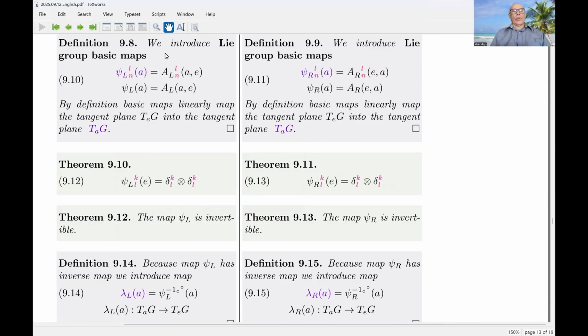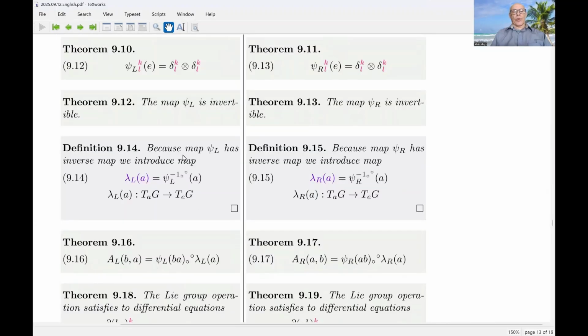We introduce Lie group basic maps 9.10. By definition, basic maps linearly map the tangent space TEG to the tangent space TAG. In particular, the basic map at point E is the identity map. Because basic maps have an inverse map, we introduce maps lambda by equality 9.14. In particular, maps AL have representation 9.16.